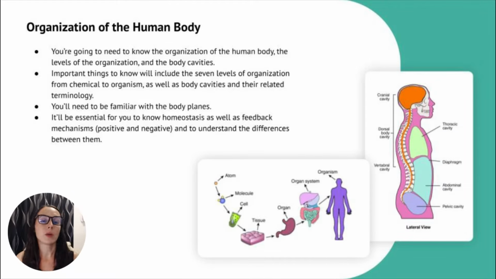Okay, first up, we have the organization of the human body. There's going to be quite a few things. First off, we're going to need to know the levels of organization. The body can be studied at 7 structural levels, starting from the chemical level all the way up to the organism level. Each level builds upon the previous one, forming a complex and interconnected system.